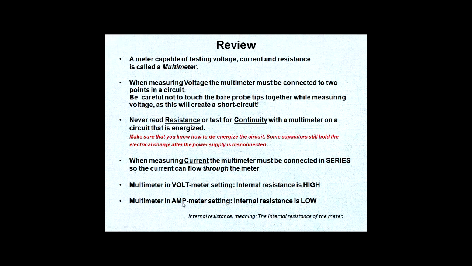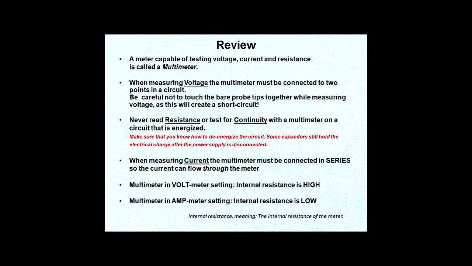Multimeter in amp meter setting, internal resistance has to be low, because if we want to put something in series with the whole current path without affecting the original purpose of the circuit, then whatever you put in series needs to have a resistance of 0 ohms, or as close as possible.